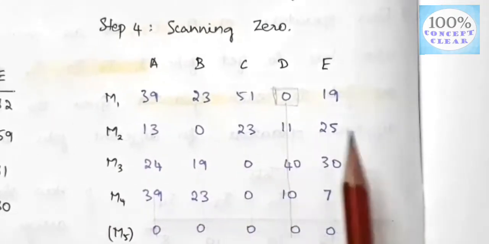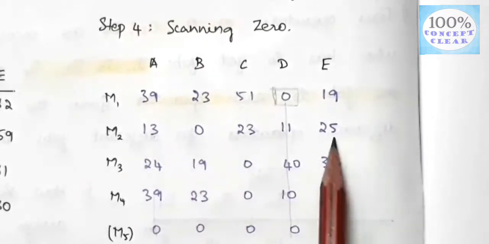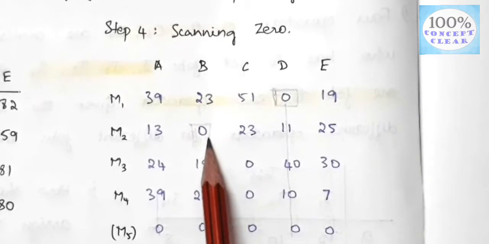Now check the second row. In the second row, 13, 0, 23, 11 is cancelled, and 24. Here we have 1 zero, so we can mark that 0. Now we marked it row wise, so we can cancel it column wise.